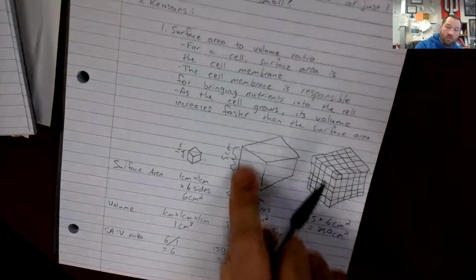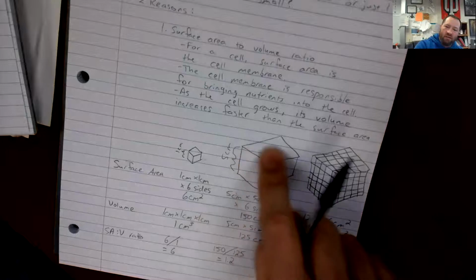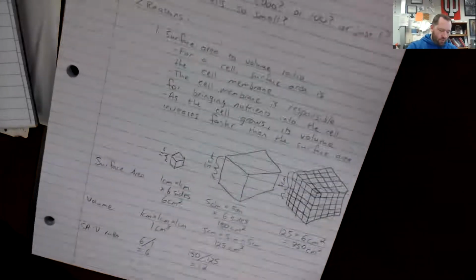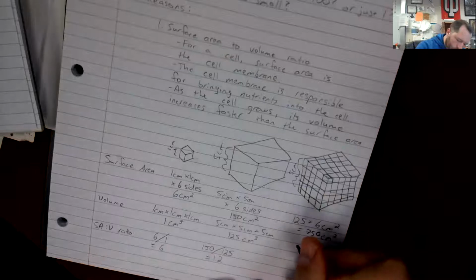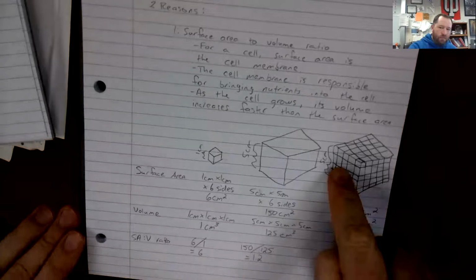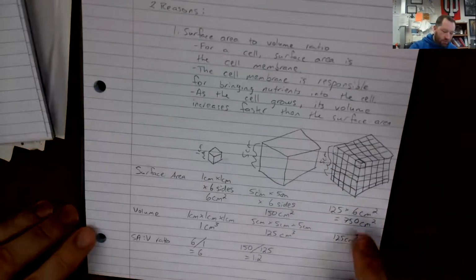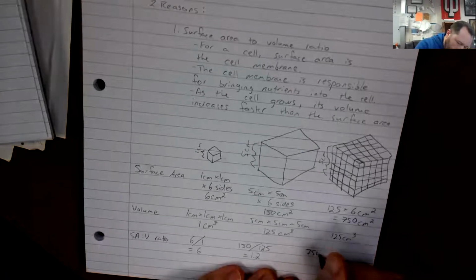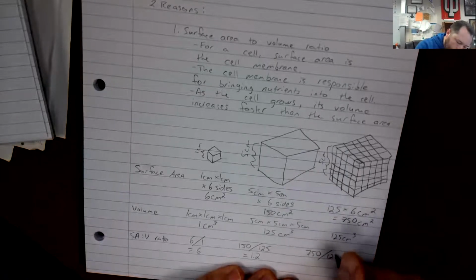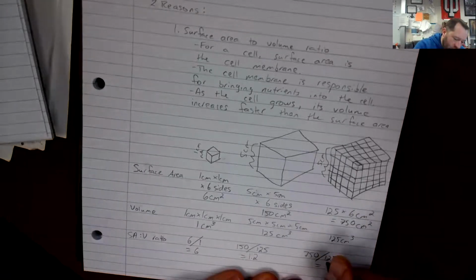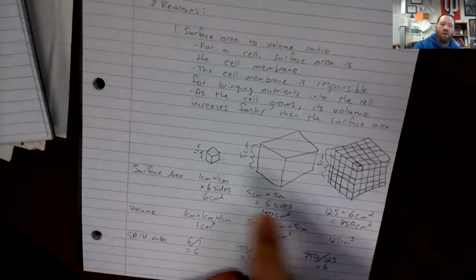My volume is going to be the same volume as the big cell. Got that same volume. Let's make sure we're sure about that. 5 centimeters. There we go. So I've got the same volume as the big cell, the same surface area as the small cell. When I divide those two, then, when I get my ratio, I've got the volume of the big cell and the surface area to volume ratio of the small cell.